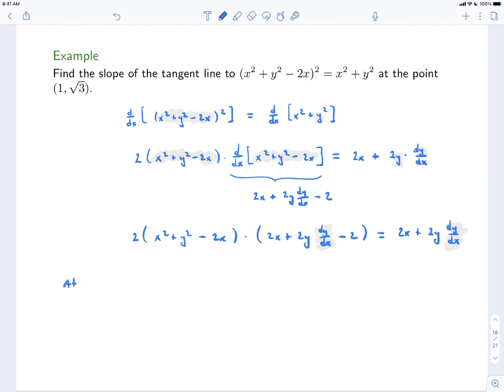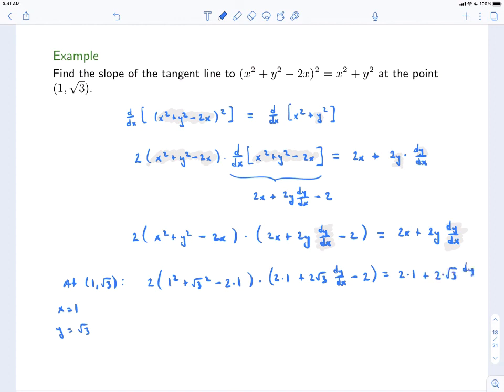So at 1 comma square root of 3, x is equal to 1, y is equal to the square root of 3, we can just plug that in. We'll have 2 times (1 squared plus the square root of 3 squared minus 2 times 1) times (2 times 1 plus 2 square roots of 3 dy dx minus 2) is equal to 2 times x, which is 1, plus 2 times y, which is the square root of 3, dy dx. And now we can simplify this and again solve for dy dx.